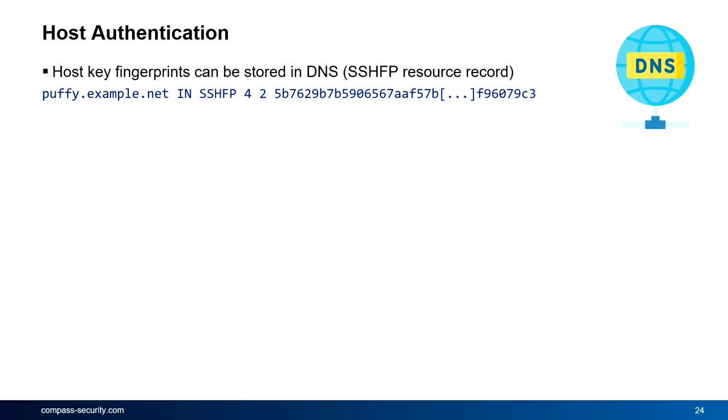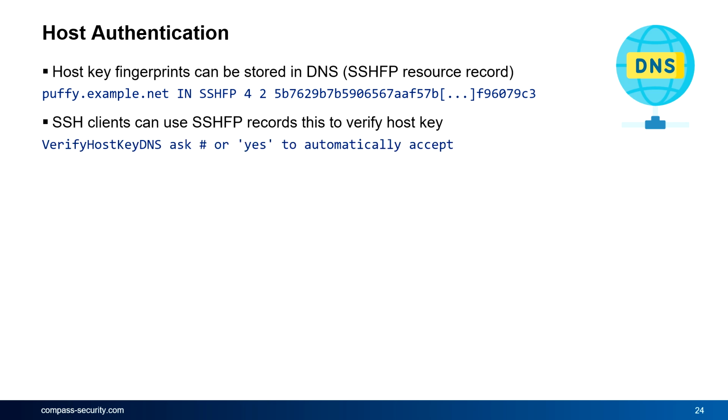To mitigate this, the fingerprints of host keys can also be stored in the DNS. For this, the SSHFP, for SSH fingerprint, resource record can be used. So this is basically a hash of the host key that is then present in the DNS, and you also specify the algorithms used to create a fingerprint.